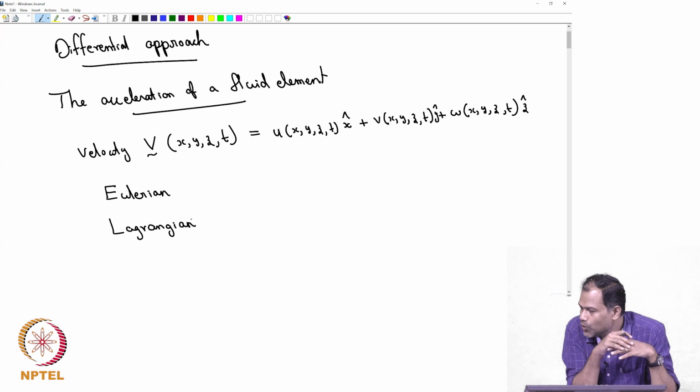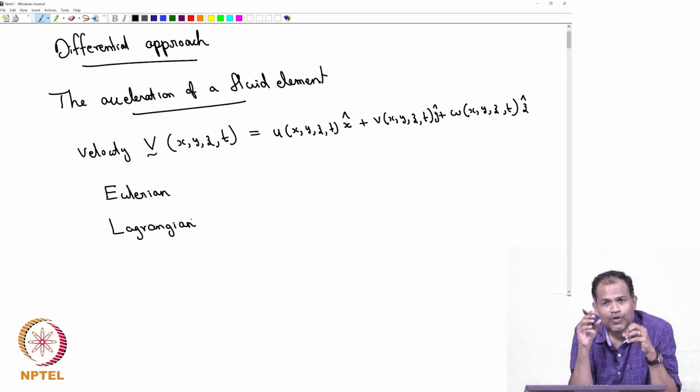The Eulerian approach is that you are looking at a quantity and you are fixed. The frame of reference is fixed, you are looking at a particular point and you are looking at the changes. That is what you will have as an Eulerian field, as opposed to the Lagrangian field, in which you will be following a fluid particle.